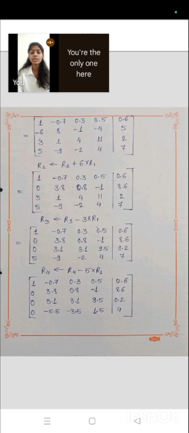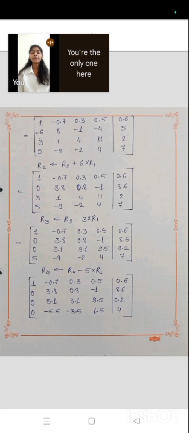And again we put the operation in row 2 column 3, value minus 1. So R2 is minus 1 and R1 is 0.3. So minus 1 plus 6 into 0.3. When we solve this equation, we will get the value 0.8. And again we put the operation in row 2 column 5, value is 5. R2 value is 5 and R1 value is 0.6. So 5 plus 6 into 0.6. When we solve the equation, the answer will be 8.6.